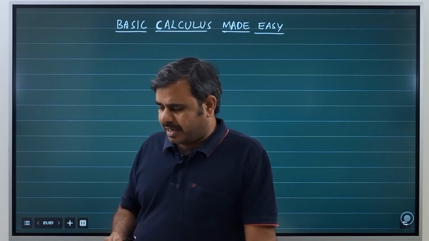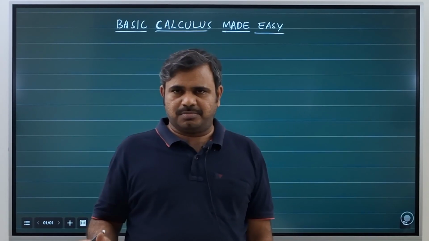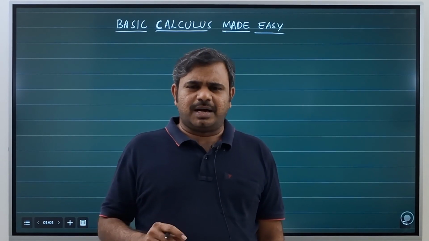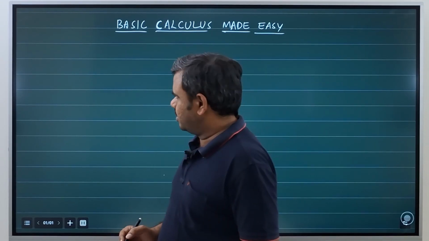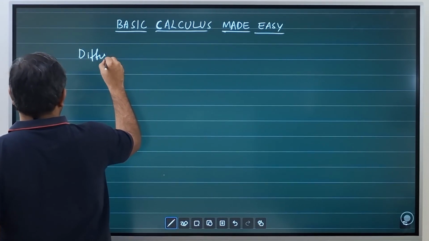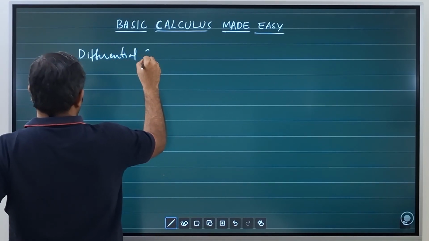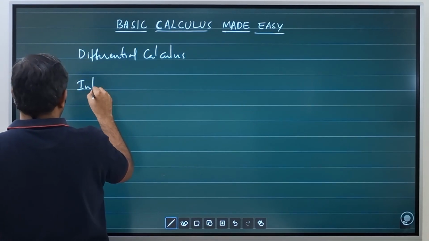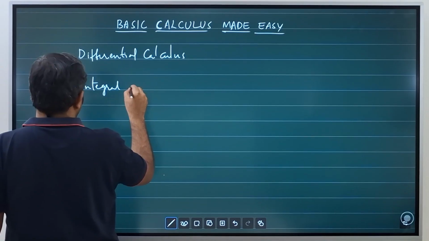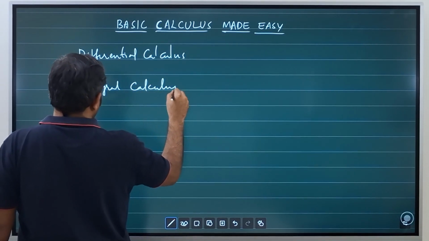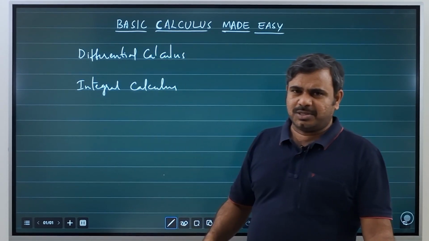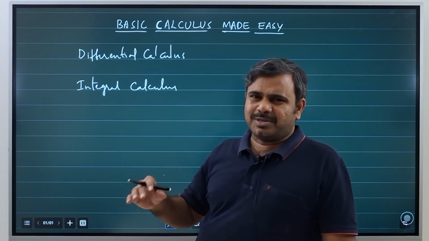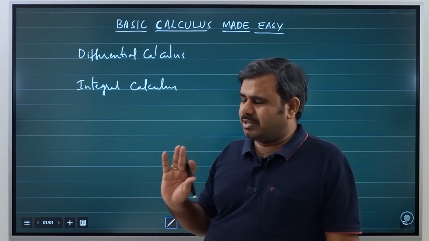So, what do we study in calculus? Calculus is basically of two parts. One is differential calculus and the other one is integral calculus. We are not going to have extensive discussion of calculus. We are only going to discuss calculus up to whatever is required to understand 11th and 12th class physics.